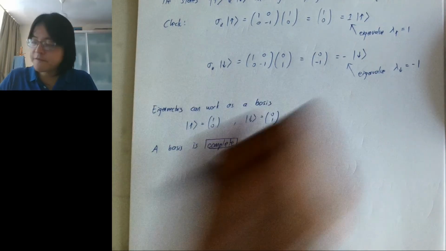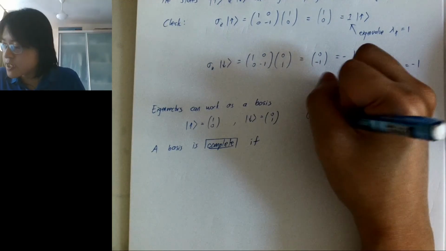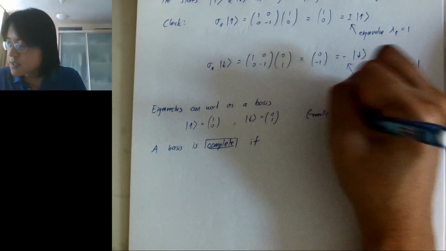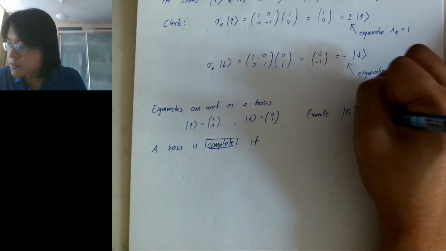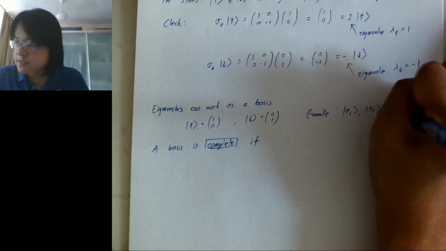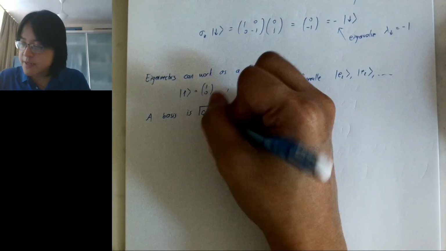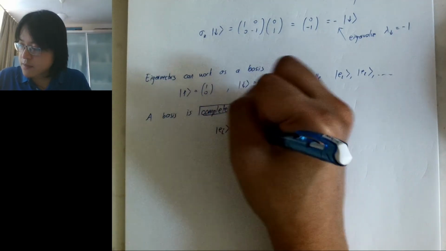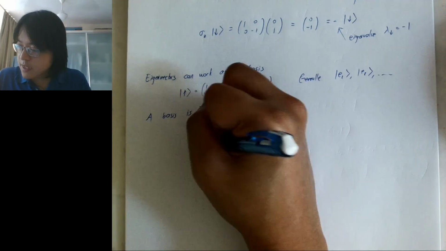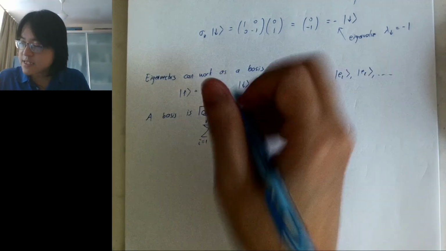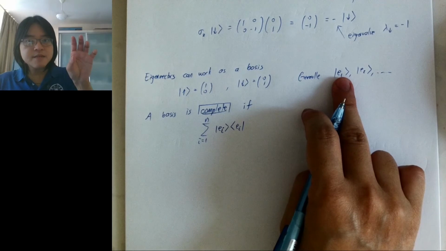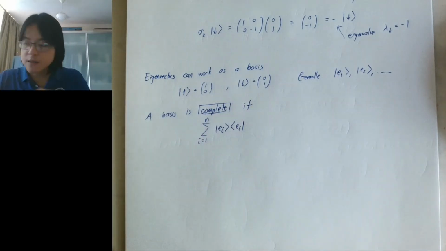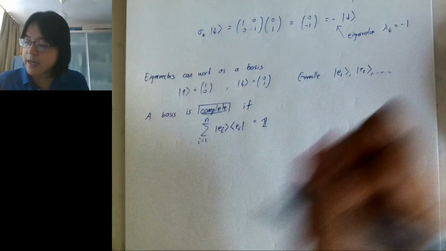So if the following holds, more generally, I've got E1, E2, and all kinds of bases. It is complete if this condition is satisfied. The sum from the first to the last basis, I take each basis and make it into a ket-bra, and if I sum this up, I get an identity.